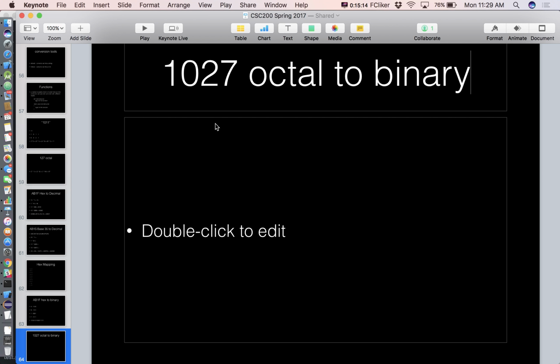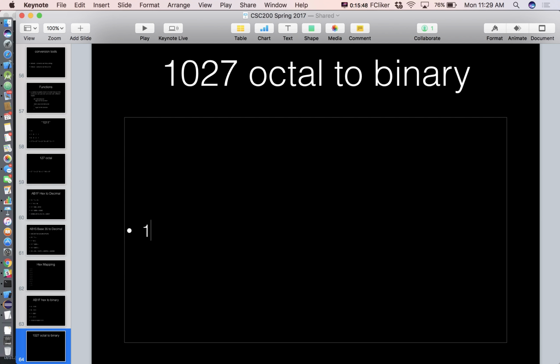All right, the largest value in octal is 7. How many binary bits does it take to represent a 7? What's a 7 in binary? It's 111. So 1 in the 4's place, 1 in the 2's place, 1 in the 1's place. So 4 plus 2 plus 1 is 7. So you could do the exact same thing we just did with hexadecimal, but in packs of 3. So a 1, a 0, a 2, a 7.